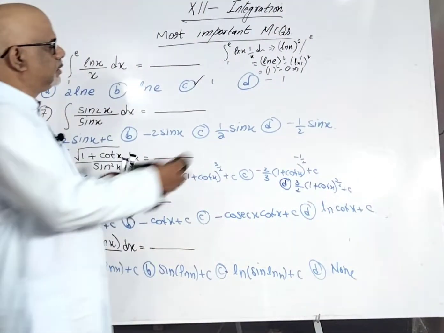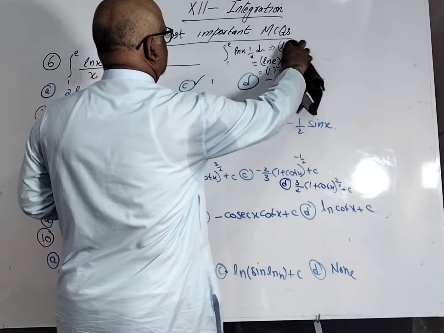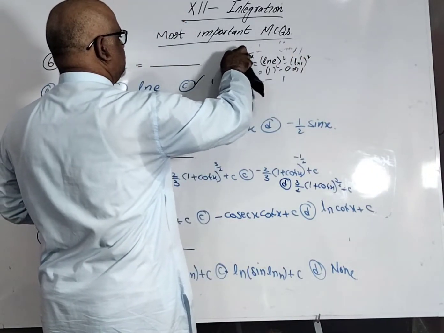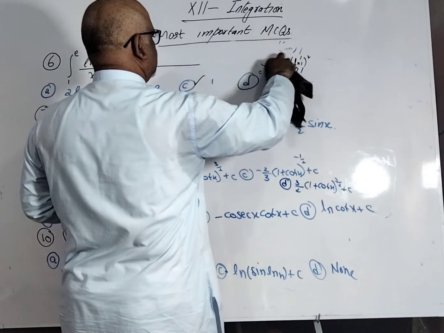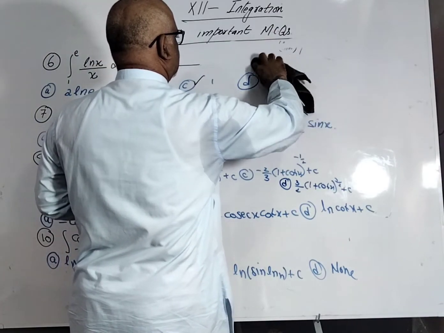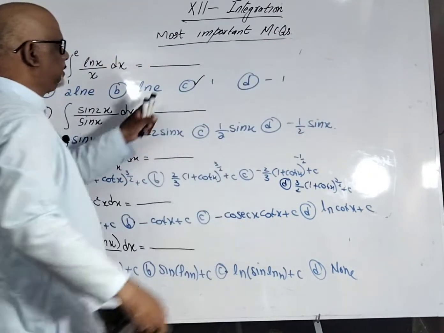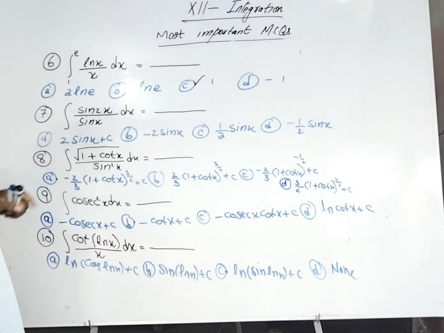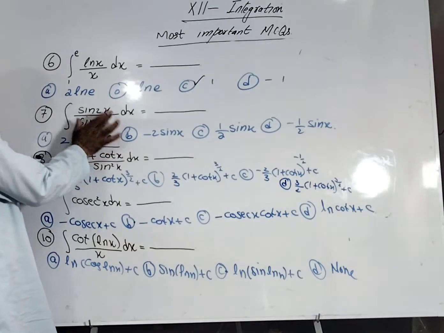Now come to the next MCQs. Here C option is correct for the sixth MCQ. Now come to the seventh MCQ here.